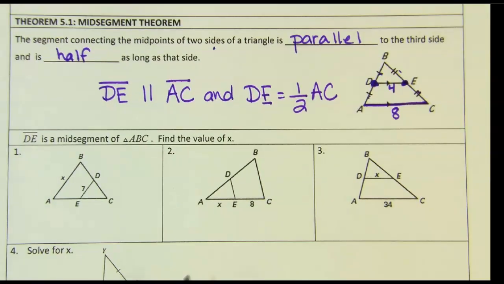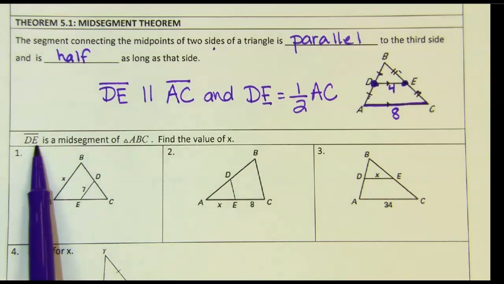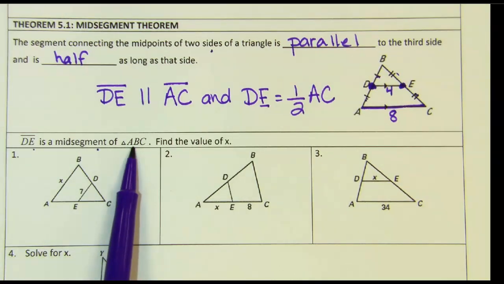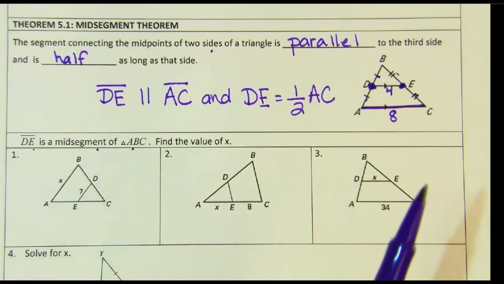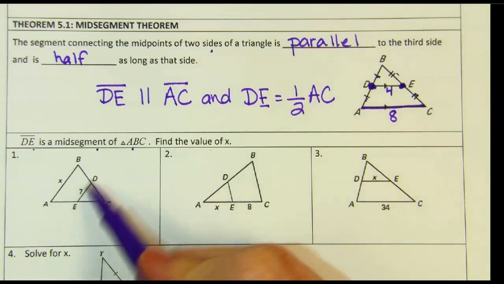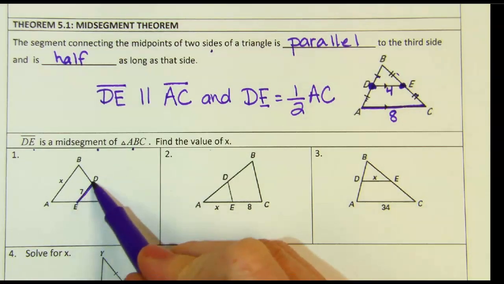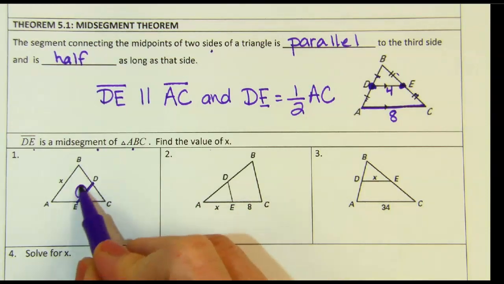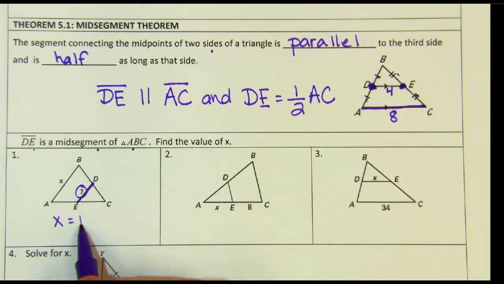So this next section states DE is a midsegment of triangle ABC. Find the value of x. So if it is telling me this is a midsegment, then I automatically know I can prove whatever I need to with the midsegment. If this is 7, then x is going to be 14. So it can be as easy as that.